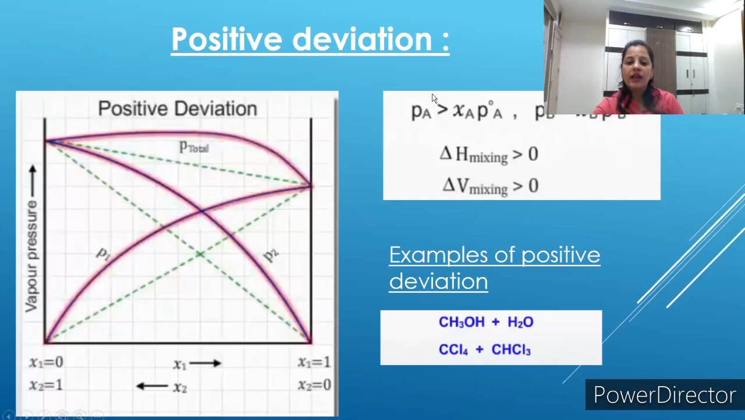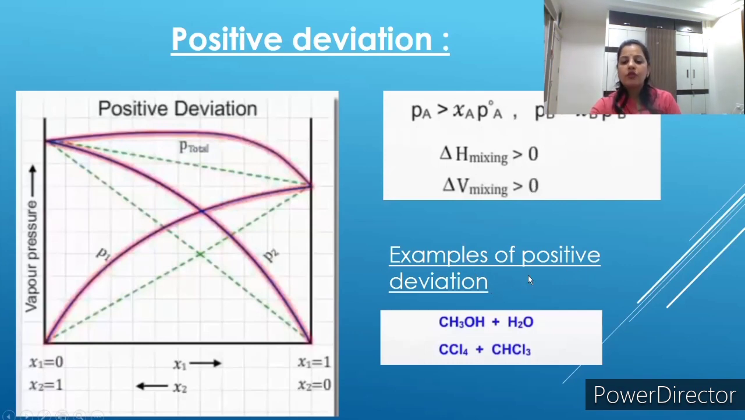And since both these are higher, therefore delta H of mixing will be greater than 0, and delta V of mixing will again be greater than 0, meaning the difference will not be equal to 0. The initial state minus the final state, or the heat exchange, is nothing but the enthalpy, so the enthalpy difference will be greater than 0. Then again the volume difference will also be greater than 0, and it will not be equal to 0.